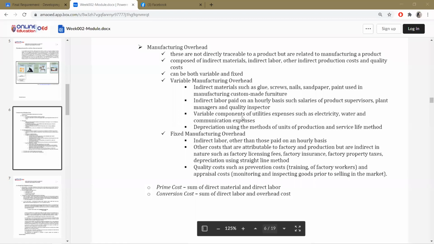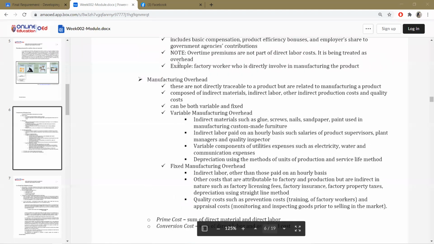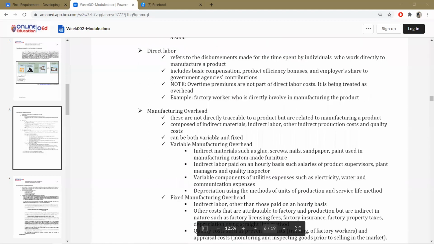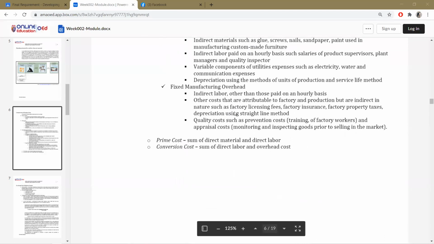Okay, let's continue. So, where are we? Fixed na po. Fixed na po. Okay, so yeah. Thank you.